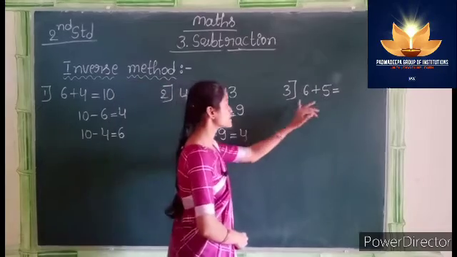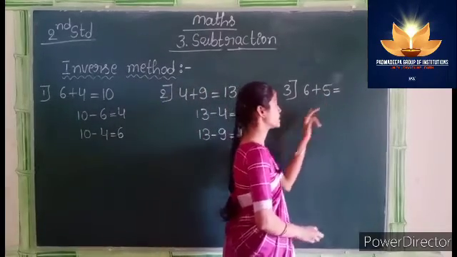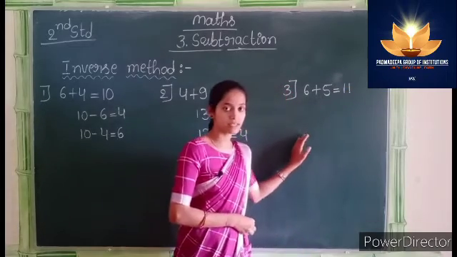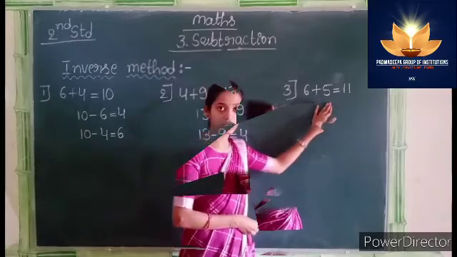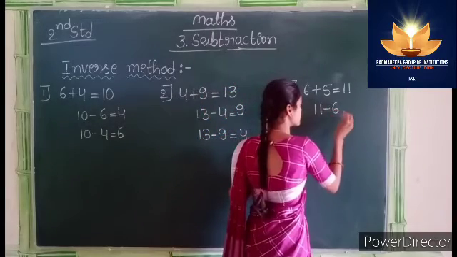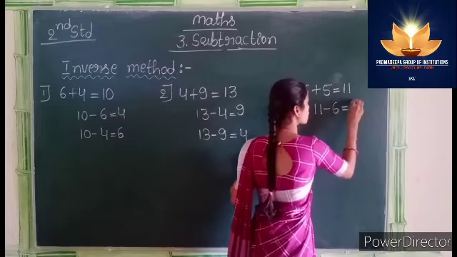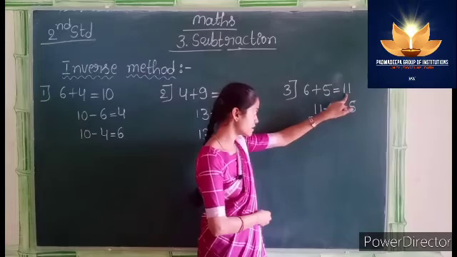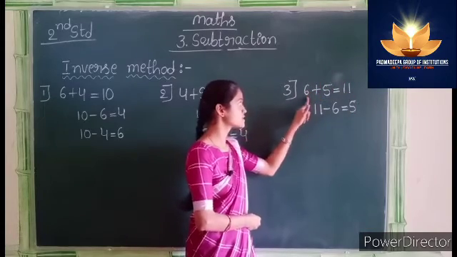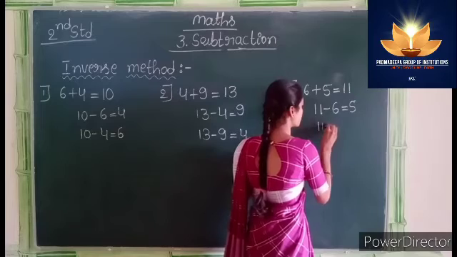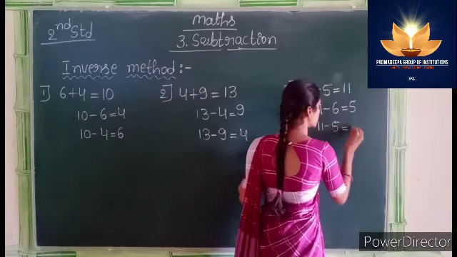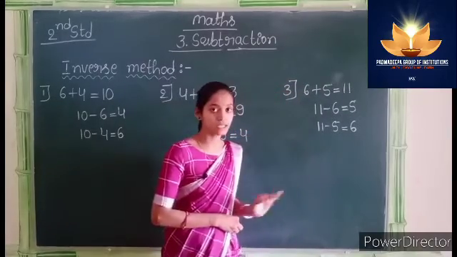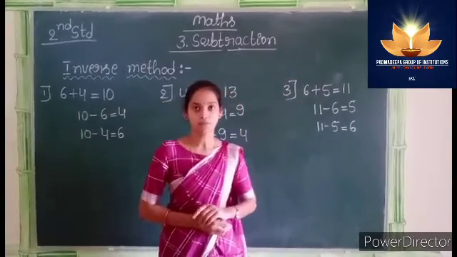And here 6 plus 5, that is 11. Now we have to apply the inverse method to this equation. 11 minus 6 is equal to 5. And we have to subtract 5 from this 11. Then we get 6. 11 minus 5 is equal to 6. Like this, using the inverse method, we can solve these problems.